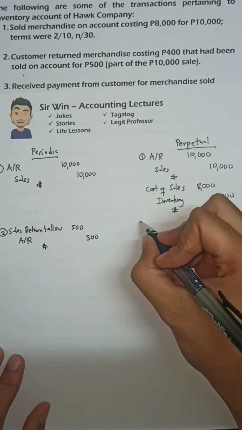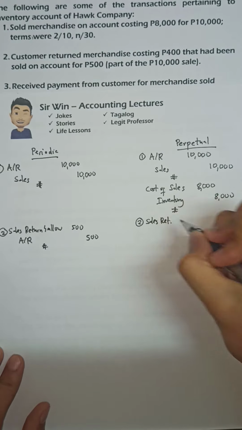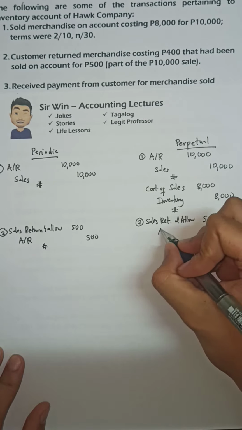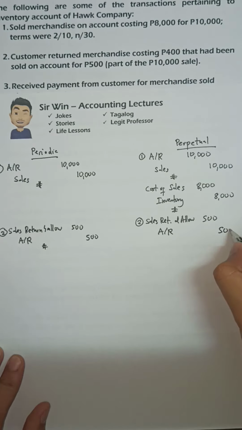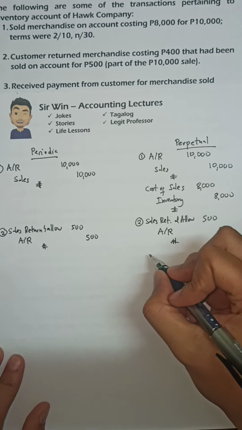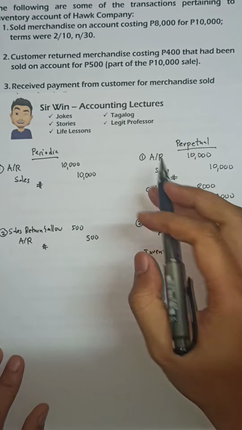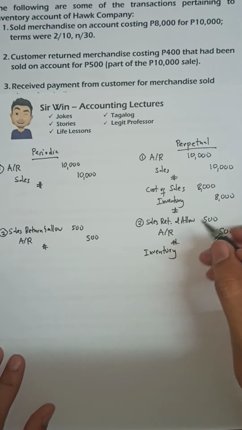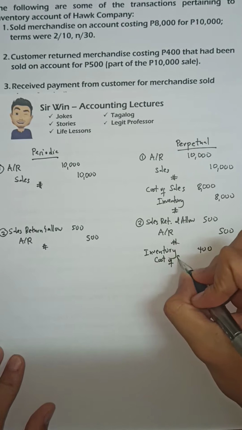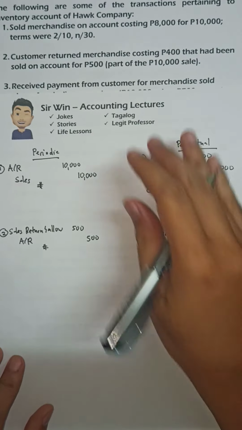Kung sakaling perpetual, basically, ganun din naman ang mangyayari. We are going to debit sales return and allowances amounting to 500. And we are going to credit accounts receivable also amounting to 500 pesos. And then after that, dahil nga minomonitor natin yung inventory, since isinauli, magkakaroon tayo ng increase doon. So we are going to debit inventory but this time at cost and that is 400 pesos. Okay? And we are going to credit cost of sales kasi nga hindi mo naman talaga siya nabenta dahil nga siya naman ay isinauli talaga. Okay? So that will be our answer to number 2.